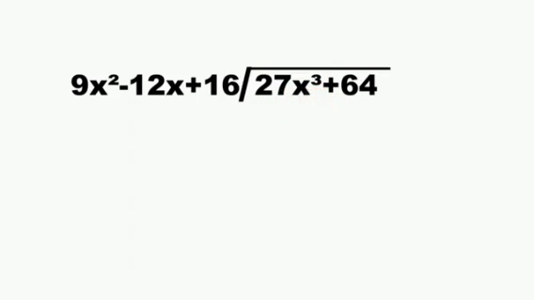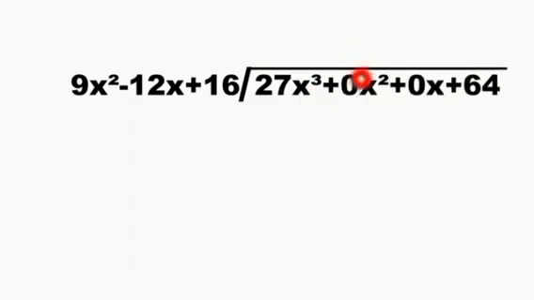So we have to use 0 as the coefficient of x squared and x. So there is no increase or decrease in the value, and the dividend remains the same. So we have here 27x cubed plus 0x squared plus 0x plus 64 divided by 9x squared minus 12x plus 16.